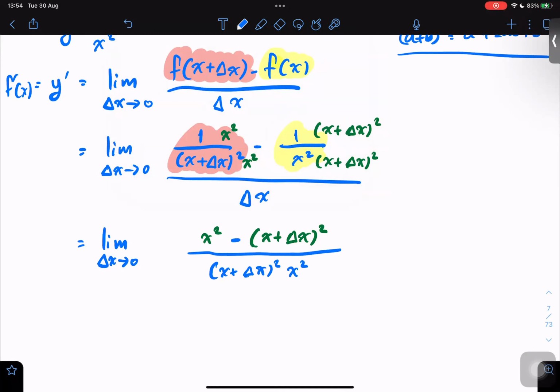Because now the denominator is the same, the lower one is the same, so you can just combine it. You can subtract it easily. But not all, you also have delta x like this.